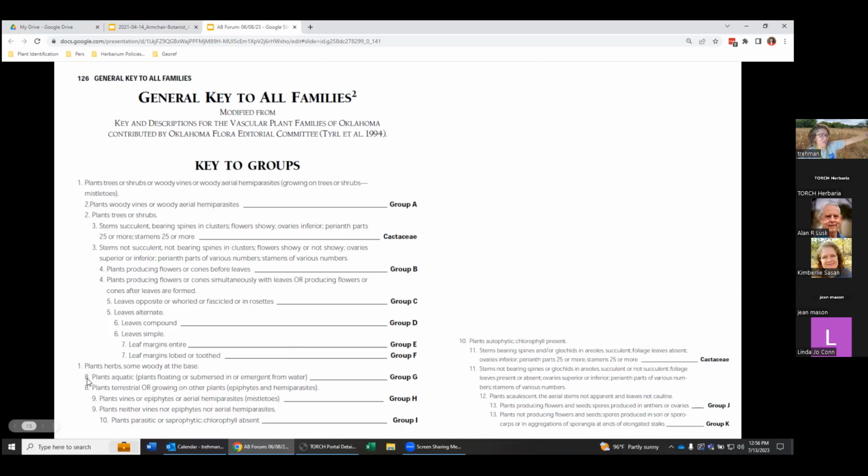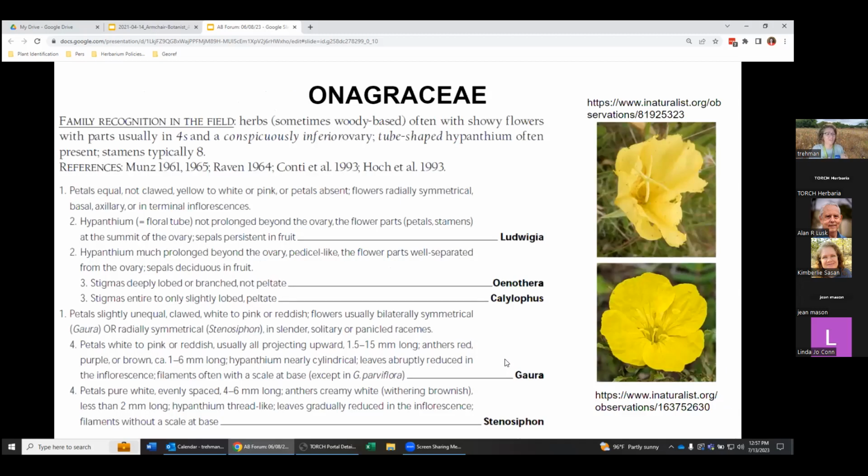After that number one, right underneath it, there's another pair, 2 number 8s. And I have to make a decision. Is my plant aquatic or is my plant terrestrial? And just like that, you keep on going. So there are these keys at the beginning of the flora, and it's a good exercise to start them.